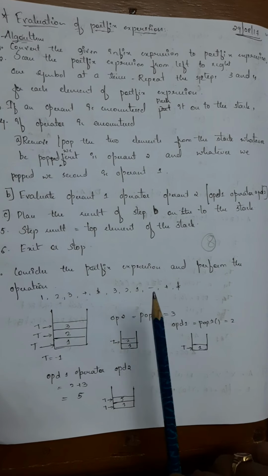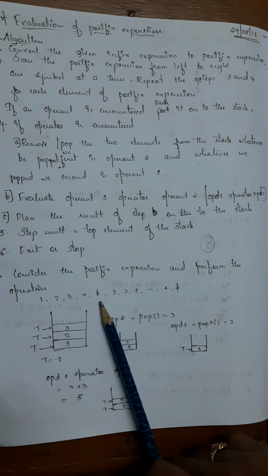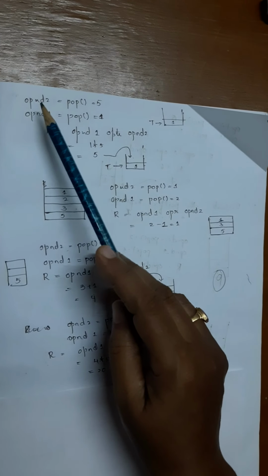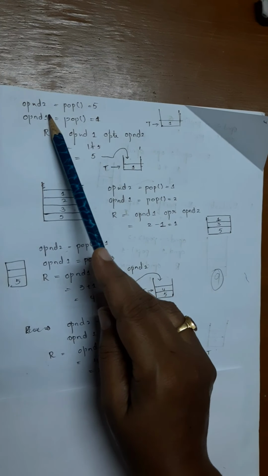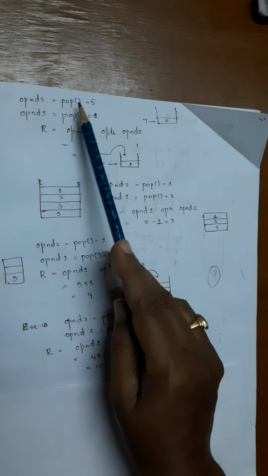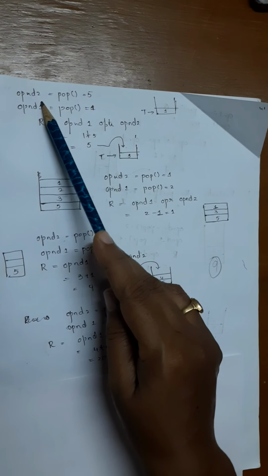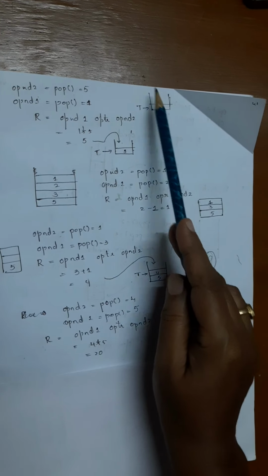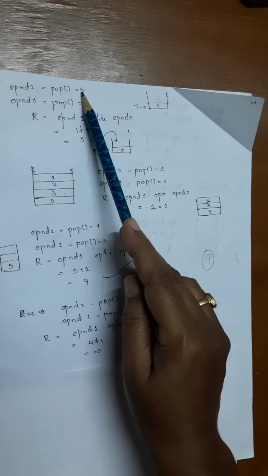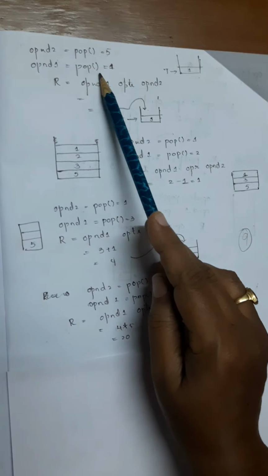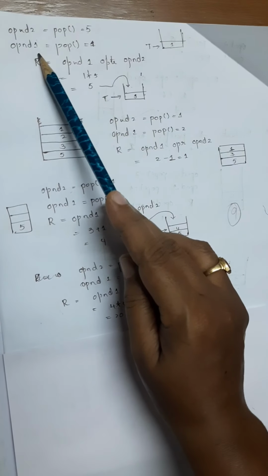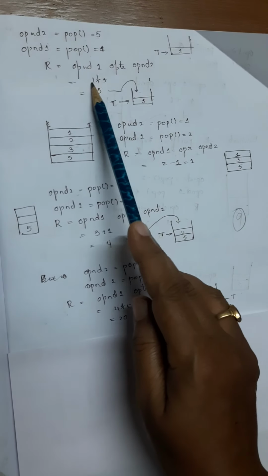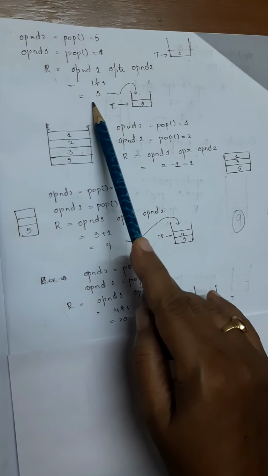Then we read the next symbol which is star, multiplication. Again it is also a binary operator. So we have to pop twice from the stack. According to the algorithm 4A, whatever we pop for the first time is operand 2. On the stack top we have 5 and 1. So 5 is popped first, so operand 2 will have the value 5. Then the second time we pop, that is 1, which is stored in operand 1. Then we apply the operator: operand 1, operator, operand 2, 1 star 5 is 5.